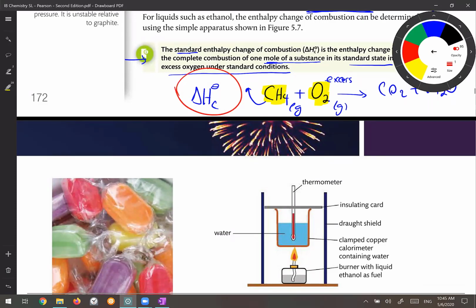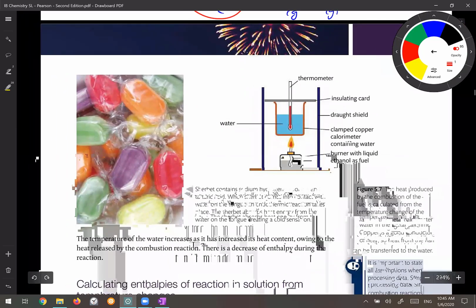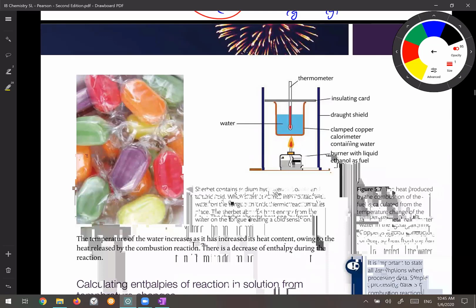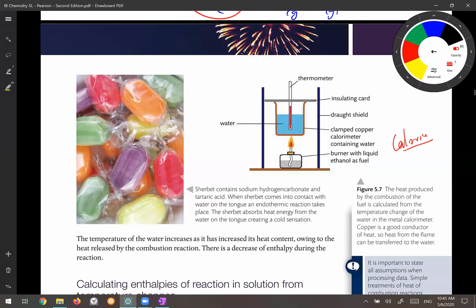There is one famous method for measuring the standard enthalpy of combustion, and that is calorimetry. Calorimetry comes from the calorie. Calorie is the unit of energy, so we have, for example, 10 calories, 20 calories. It's the unit of the energy because we are measuring the amount of energy with this device. This device is called a calorimeter. So how does the calorimeter work?